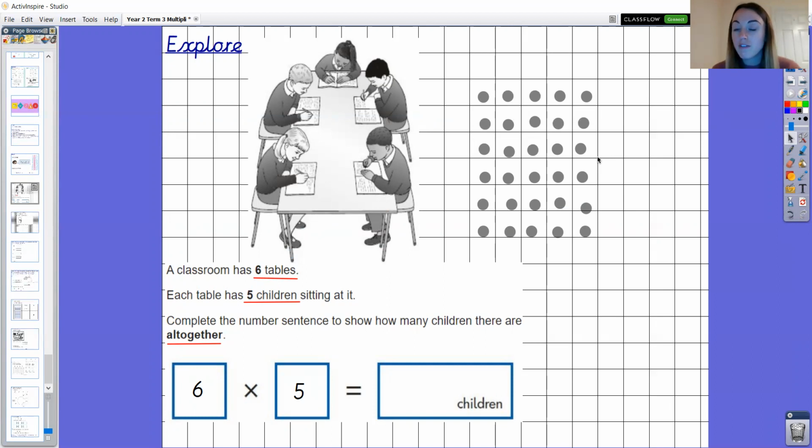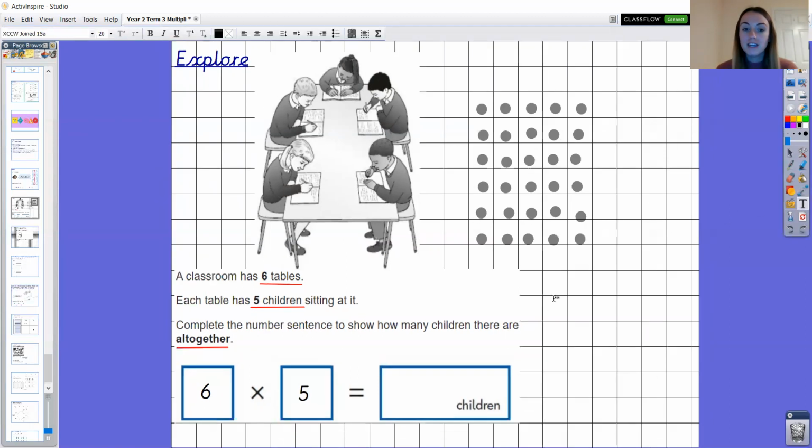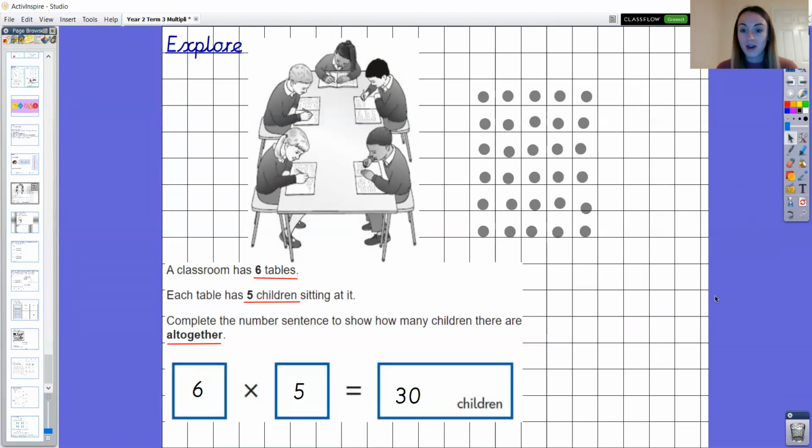Brilliant. Okay, now that we've drawn our array, we can count in our 5s to help us find how many children there are all together. So let's count in our 5s together, year 2. 5, 10, 15, 20, 25, 30. Brilliant. So how many children are there all together? Can you answer in a full sentence, year 2? Well done. Let's say it together. There are 30 children all together.